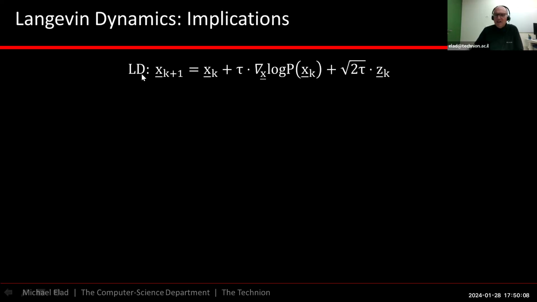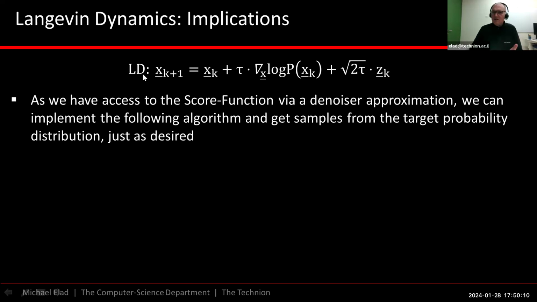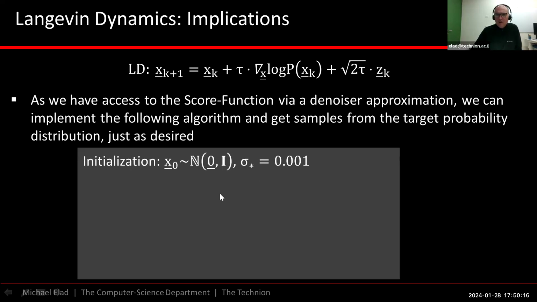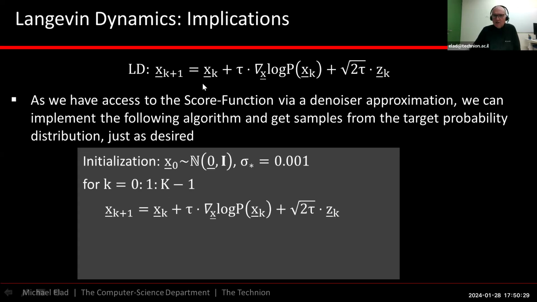We call it Langevin dynamics. And now I have access to the score function with the denoiser, so I can come up with an algorithm. Let me show you an algorithm. Here it is. Start somewhere with a vector that is just Gaussian. Choose very small sigma because we need it for the denoiser. Apply capital K iterations. Doing what? Doing this, exactly to the letter.